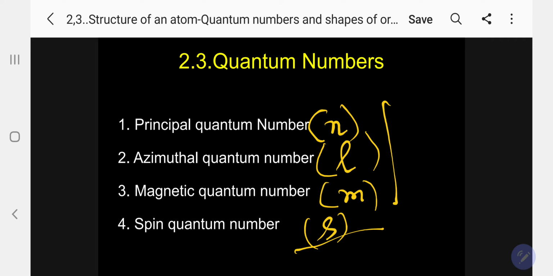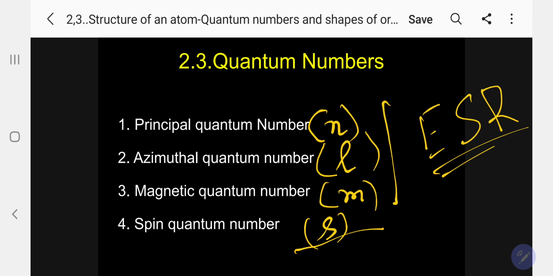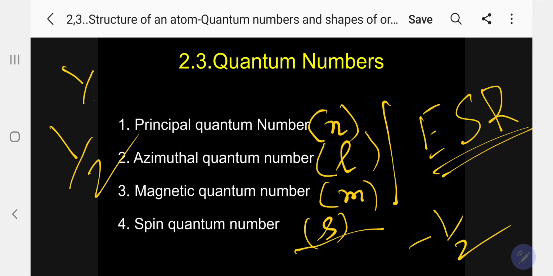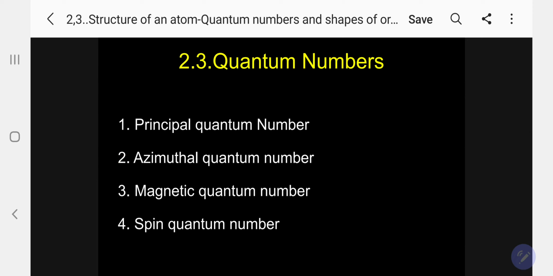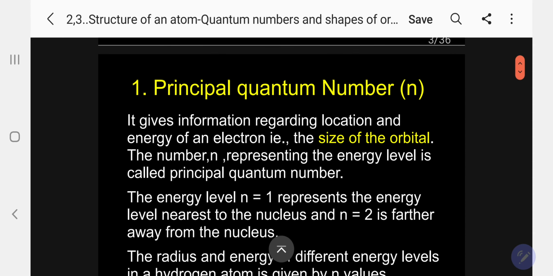The fourth quantum number is obtained from ESR, electron spin resonance spectroscopy. The value for electron is minus half, kindly follow. The spin quantum number for proton is plus half. Spin quantum number of carbon C13 is plus half. So each nucleus has a characteristic spin quantum number. Nitrogen 1. Okay. So let me discuss one by one now quantum numbers.